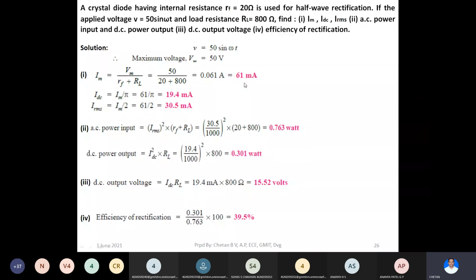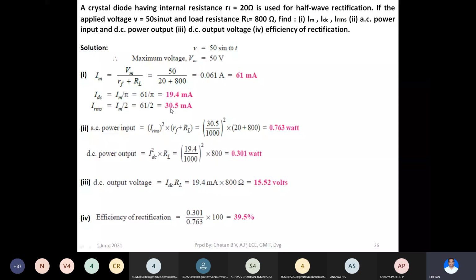So from this, you can find out IDC and IRMS. What is IDC? For a half wave rectifier, it is Im by pi, as you have derived. Therefore, 61 milliampere divided by pi, you will get around 19.4 milliampere as the value for IDC. Next is IRMS. IRMS is Im by 2 for a half wave rectifier. So it is 61 by 2, and you will get 30.5 milliampere. So the first part is clear.